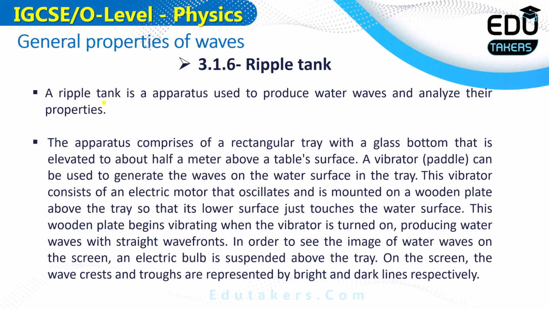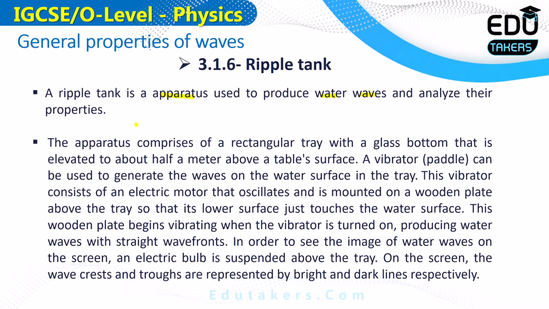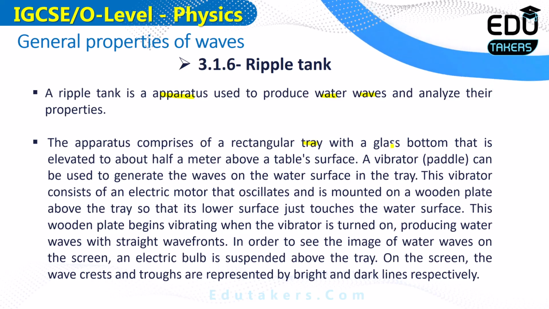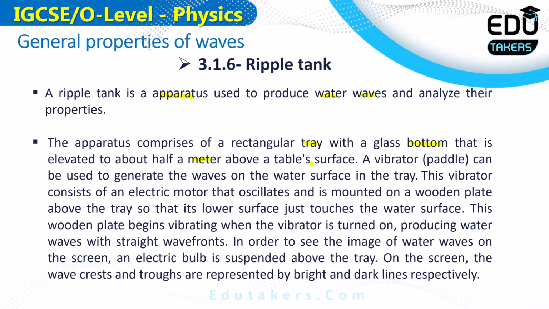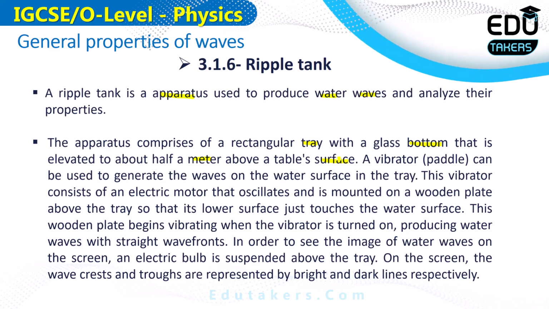You can see here, the ripple tank is the apparatus that is used to produce the water waves and analyze their properties. The apparatus comprises a rectangular tray with a glass bottom that is elevated to about half a meter above the table surface. The ripple tank consists of the rectangular tray which has the glass bottom and it is elevated almost half a meter above the surface of the table.